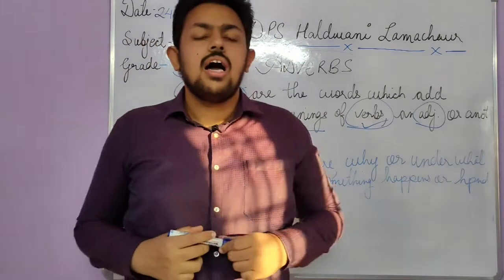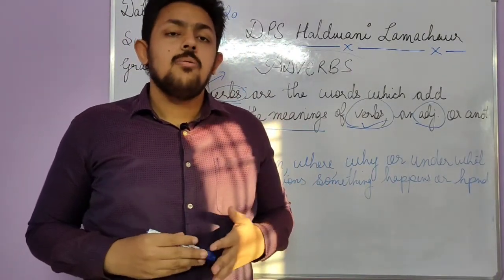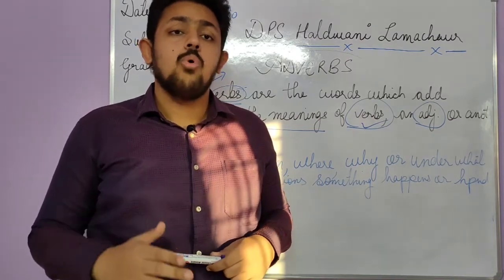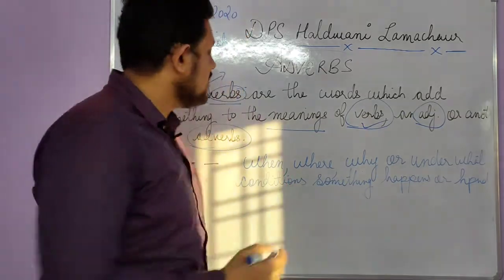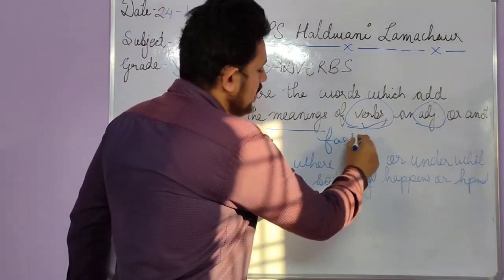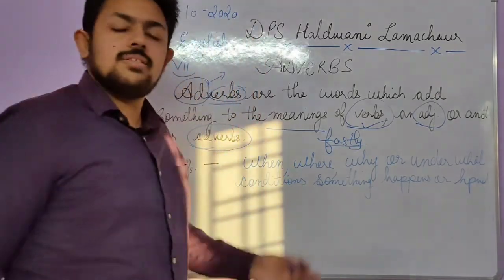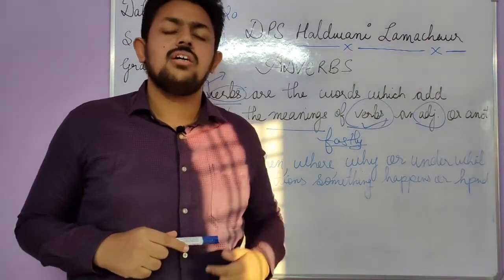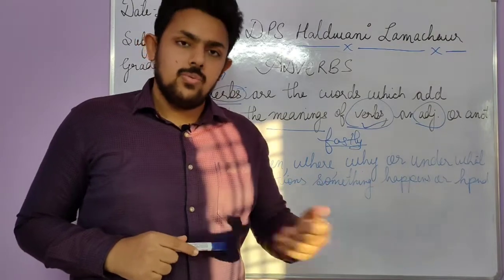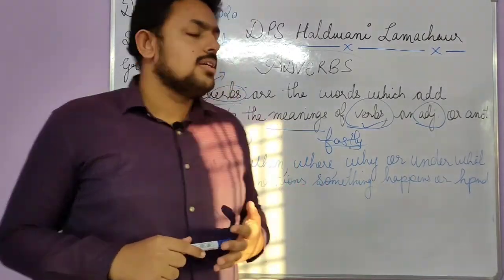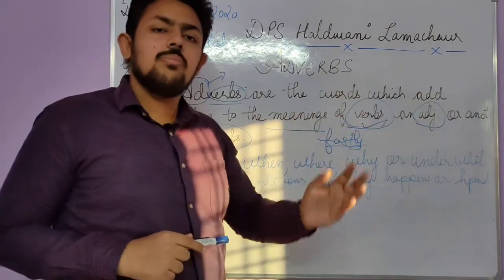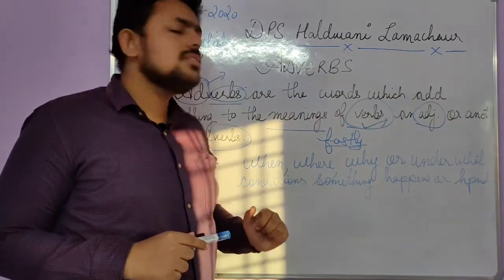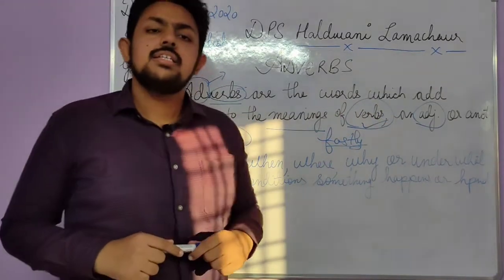I play cricket. I play cricket well. I bowl fast. So fast defines how I am bowling. So this is a simple way of understanding what adverbs are. Adverbs are just the modifiers. They modify the verbs or adverbs or adjectives. So they add something to the meaning of a verb present in the sentence or an adjective present in the sentence or another adverb present in the sentence.